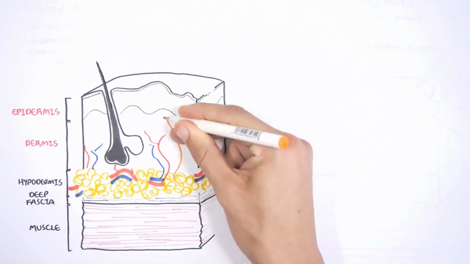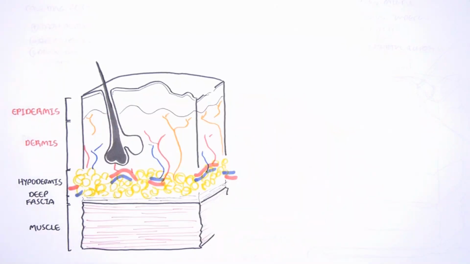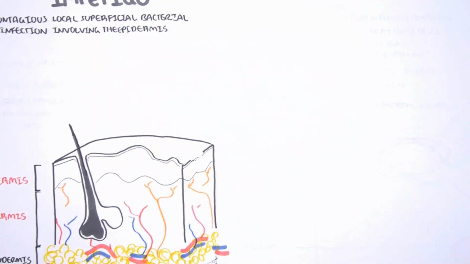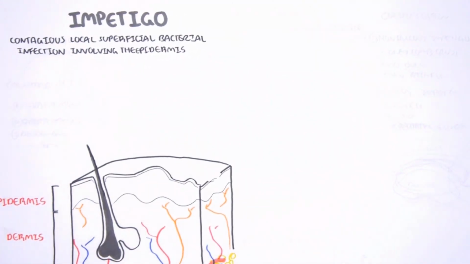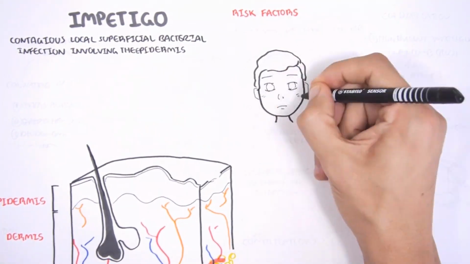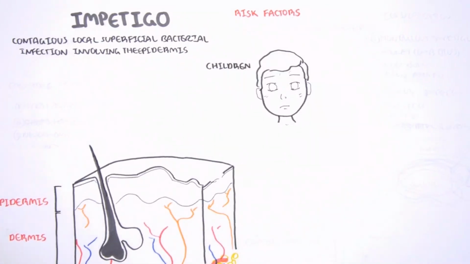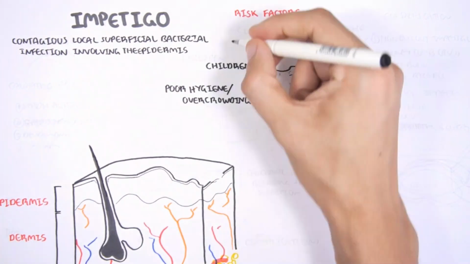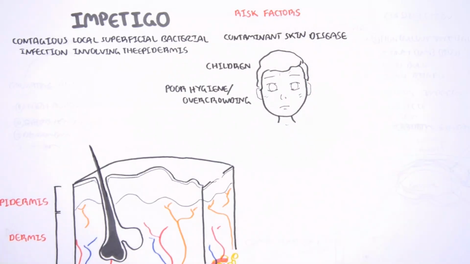You also find sensory nerve fibers, which go all the way up to the base of the epidermis as well, and you have different types of sensory nerve fibers. Impetigo classically presents in children, and so the risk factors of impetigo include children, and because impetigo is contagious, risk factors include poor hygiene and overcrowding. Also, contaminant skin diseases such as dermatitis can be risk factors.